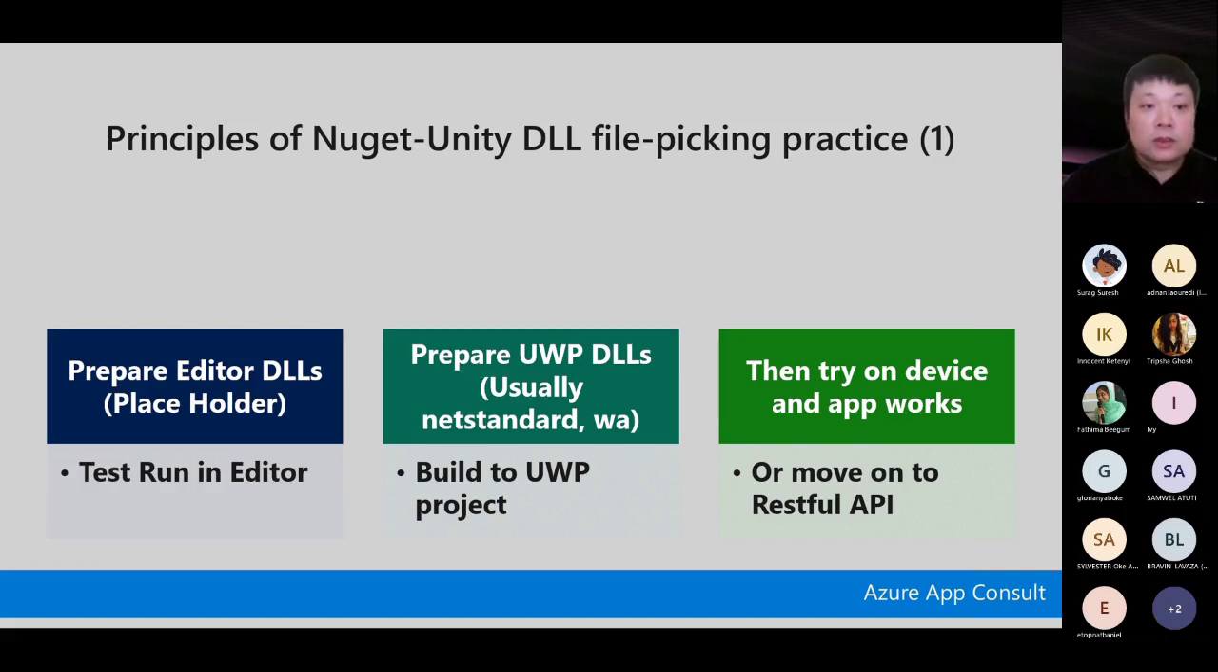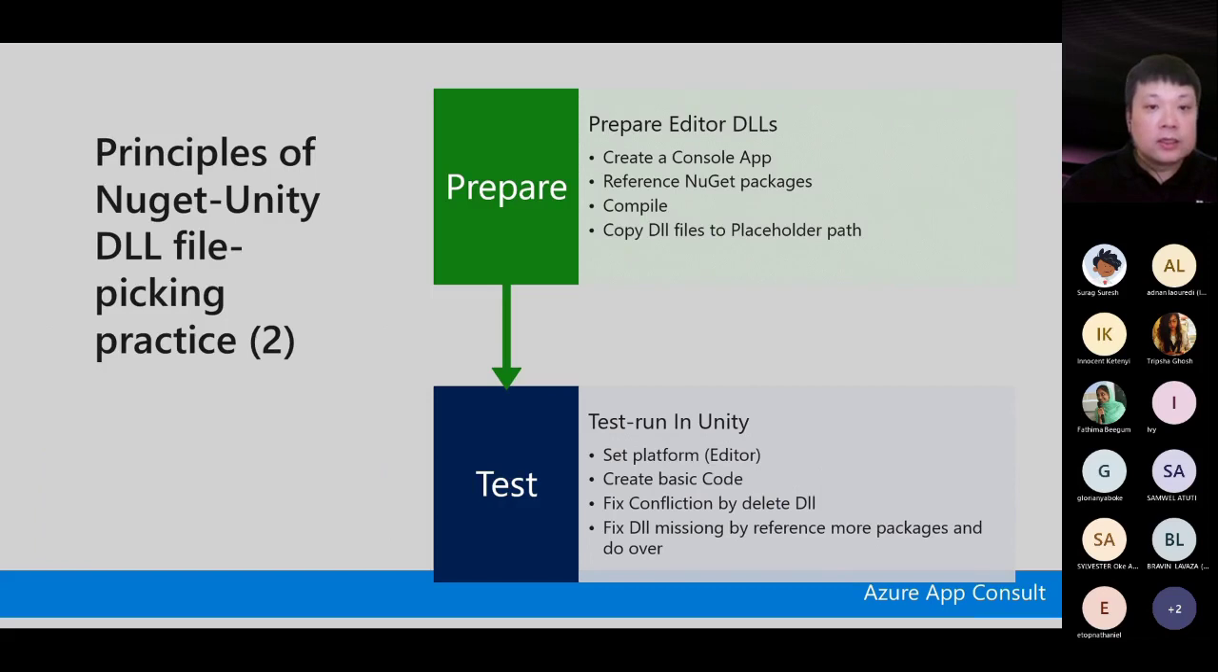First was prepare editor DLLs. Second was prepare UWP DLLs. The third part was try it on device. So if we follow these three steps, usually we can get what we want for Unity and for the editor. For each step, we have preparation and test steps.